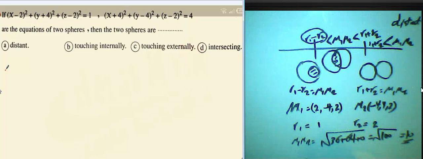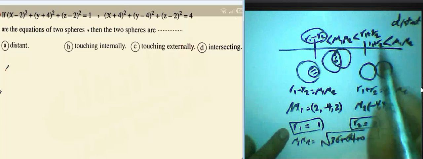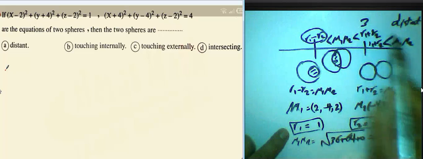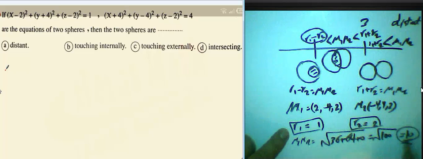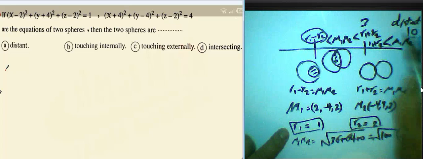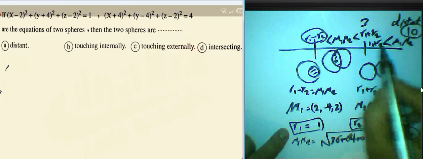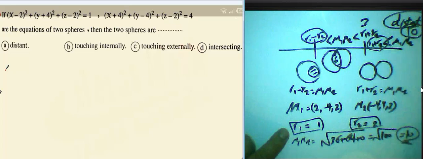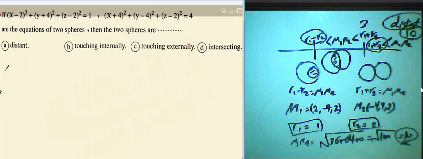We must compare between R1 and R2. R2 is 2 units and R1 is 1 unit. If we add 2 plus 1 equals 3, and the distance between M1 and M2 equals 10, we know M1M2 is greater than R1 plus R2, then we call this relation between sphere 1 and sphere 2 distant, not intersection.